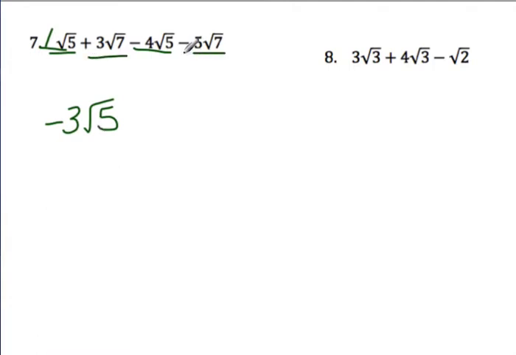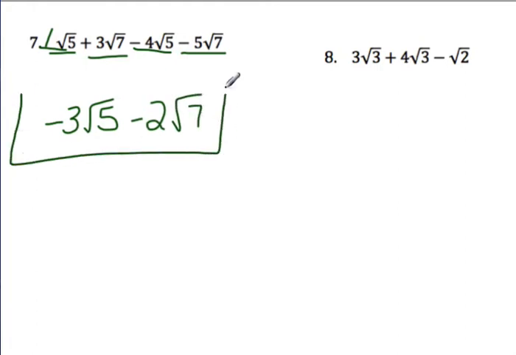3 square root of 7 minus 5 square root of 7 is going to be negative 2 square root of 7. So this is your final answer. You can't combine these two terms anymore because they don't have the same radical.